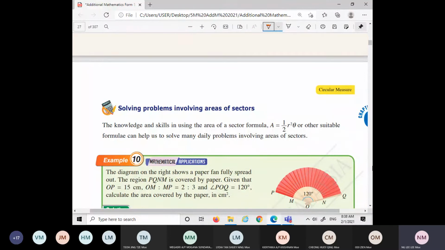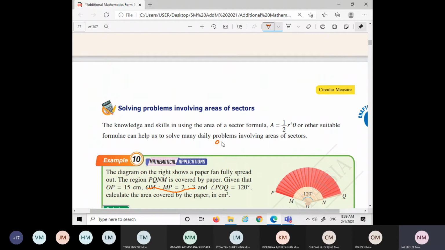The diagram on the right shows a paper fan fully spread out. The region PQM is covered by paper, PQN. Given that OP is 15, OM to MP is 2 to 3. If this one you don't know, then it is very difficult already. This part.